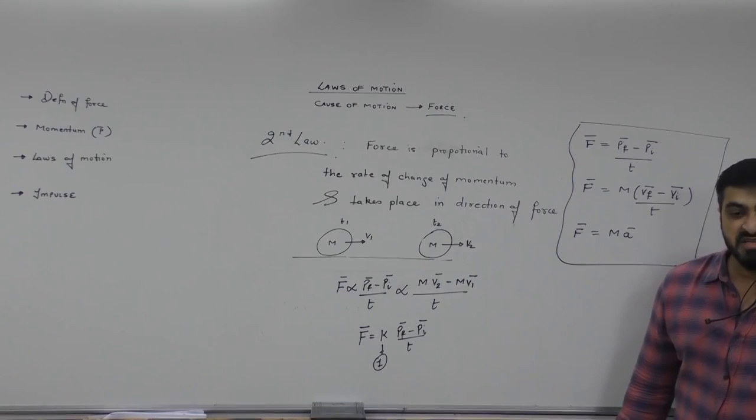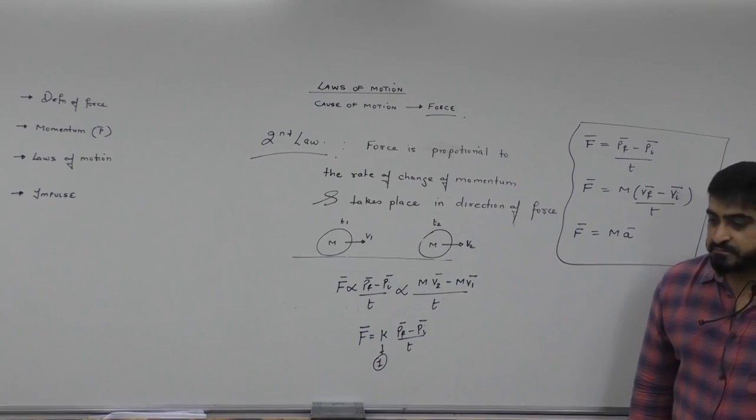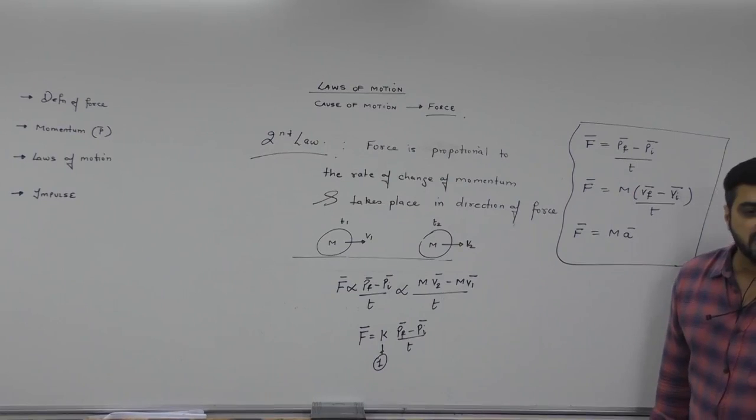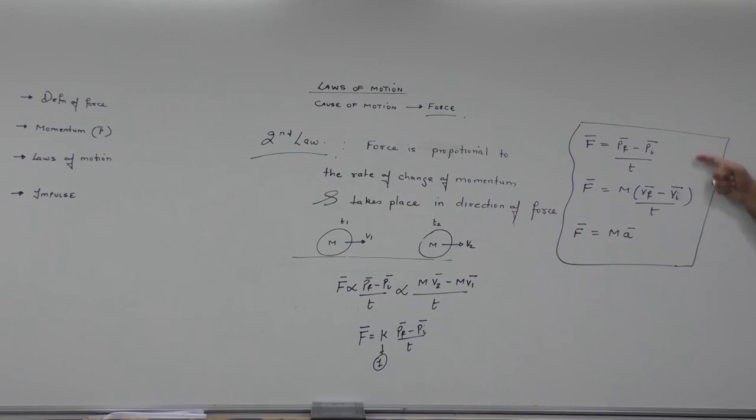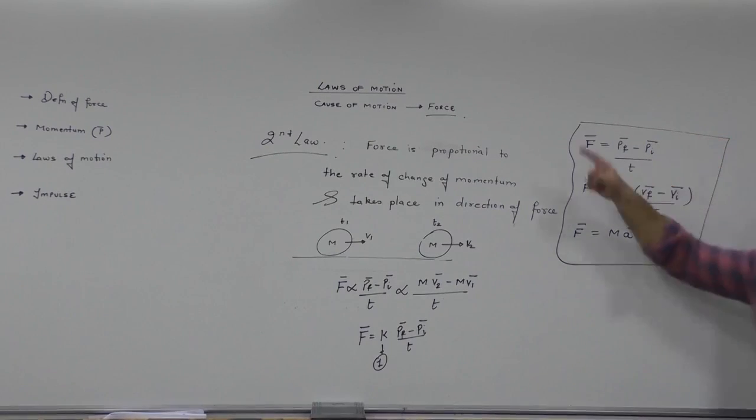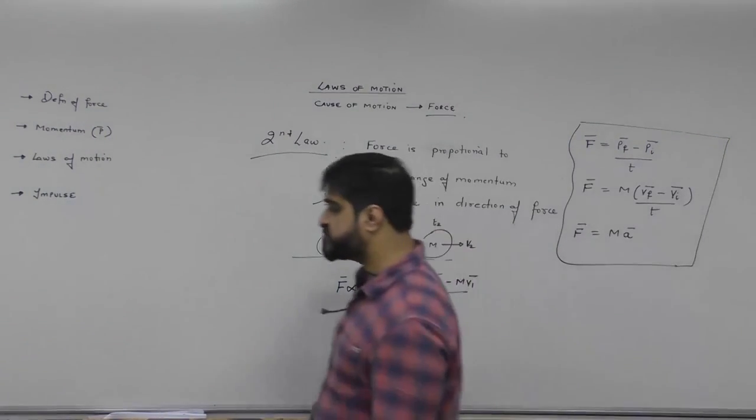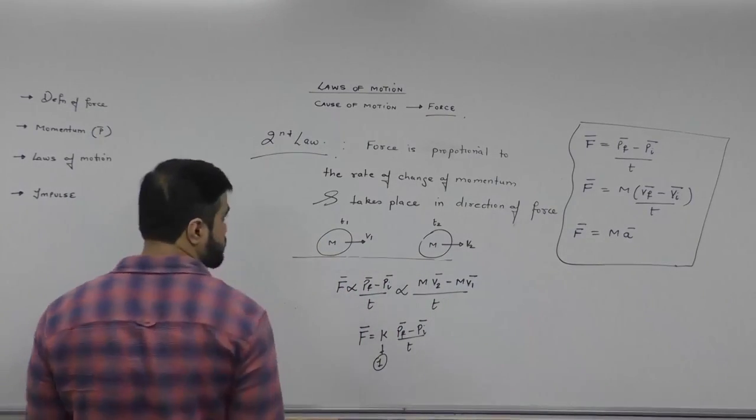F equals M A. F is okay, P final minus P initial by time. Which is the most important formula? Can anyone tell me? The most important formula is the first formula. Not F equals M A. F equals M A is the application formula. F bar is P final bar minus P initial bar by time. Force is proportional to the rate of change of momentum and takes place in the direction of the force. Did you understand?